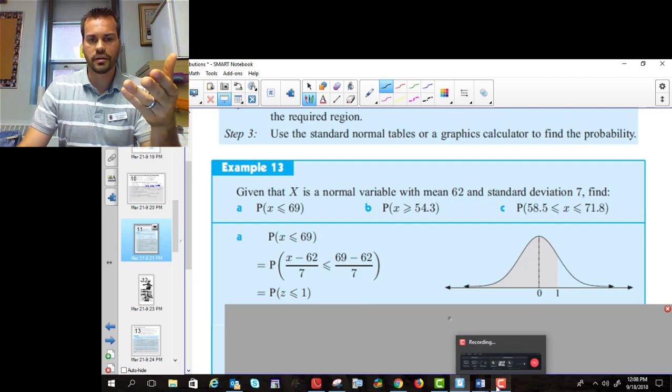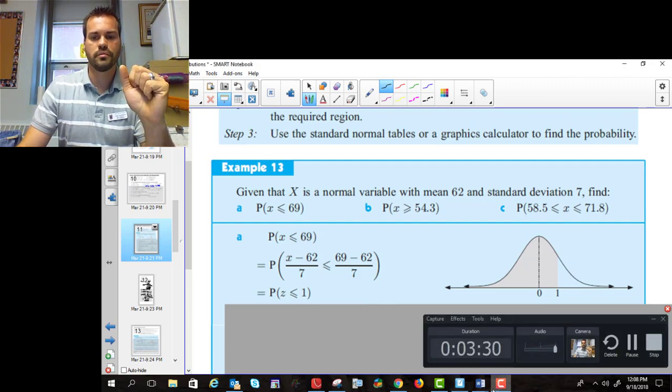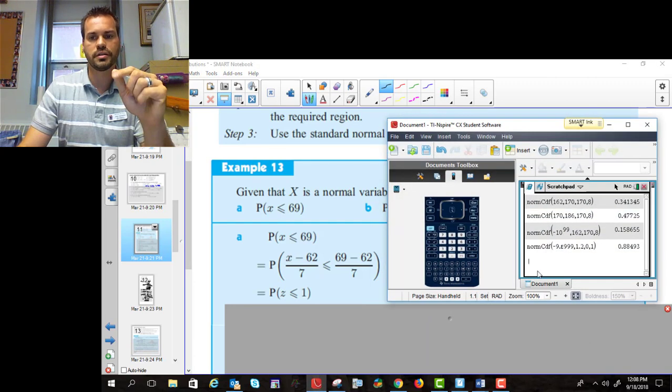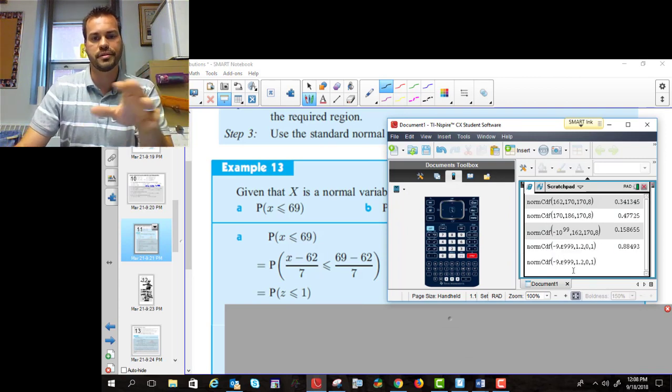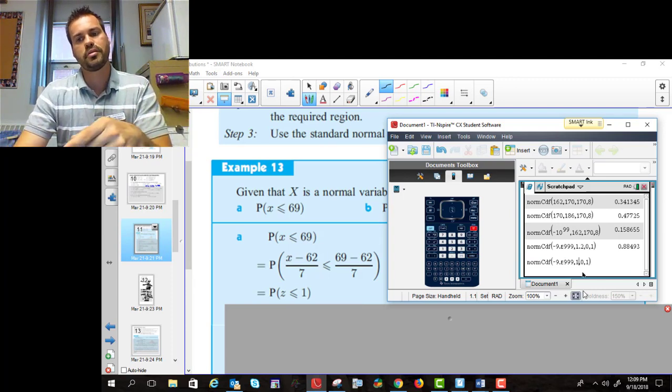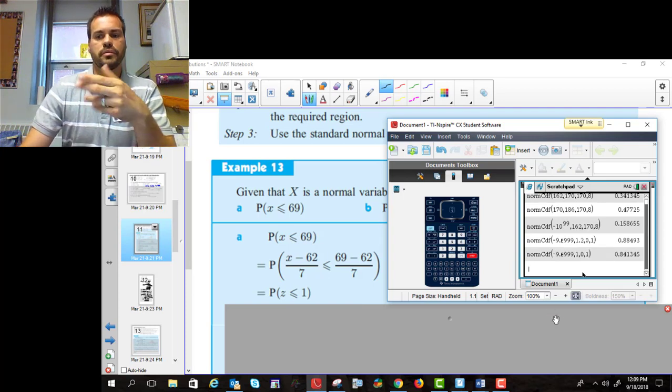And then on your calculator, you can just take your normal CDF now, that's all set up as 0 and 1, and just change this top range to 1. So you're going to go from negative infinity up to 1. Your mean and standard deviation are 0 and 1, and you get 84%.